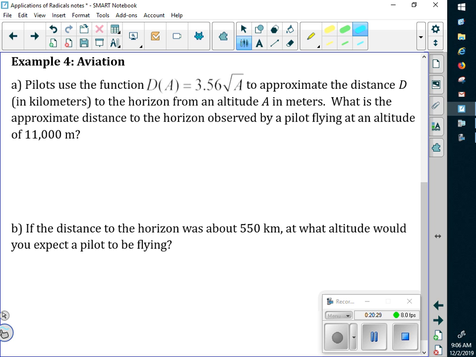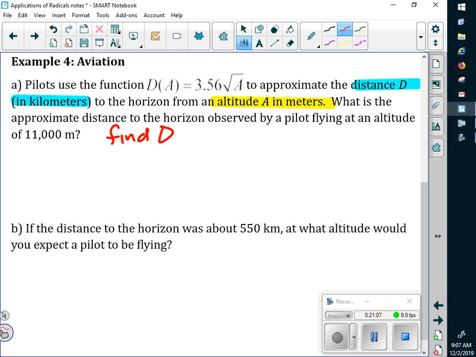The first thing I always like to do is figure out what in the world the variables mean. What's D? Distance in kilometers. What's A? Altitude in meters. Good. What are we trying to find? Distance to the horizon. So we are looking for D or A? We are looking for D. So we're trying to find D, right?